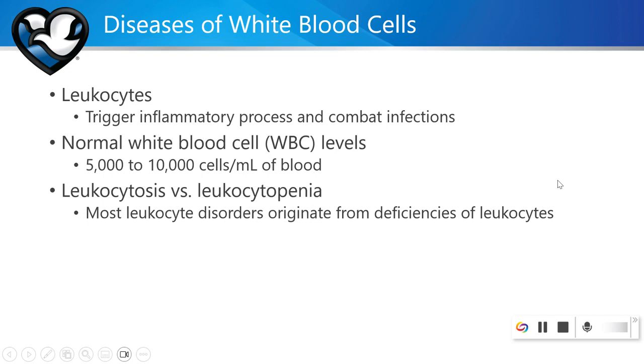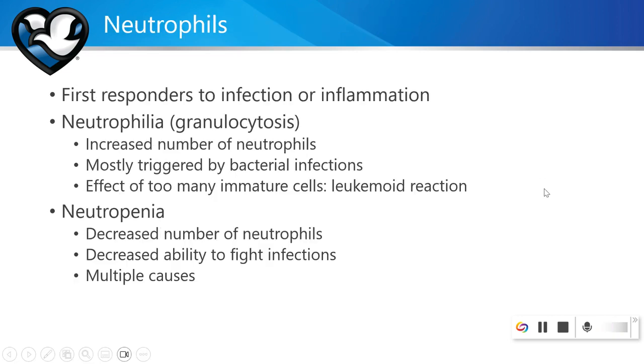Diseases of white blood cells. Leukocytes trigger the inflammatory process and fight infections. Leukocytosis is when the white blood cell count is elevated, which can indicate an active infectious process. A decreased white blood cell count can indicate an immune deficiency.